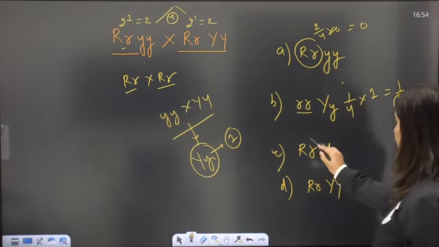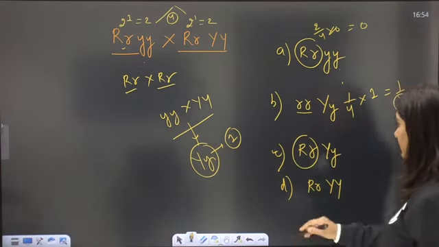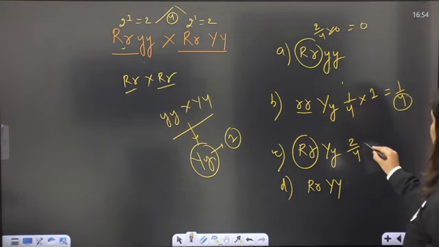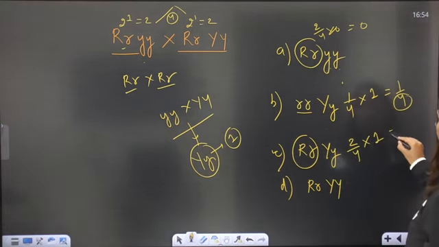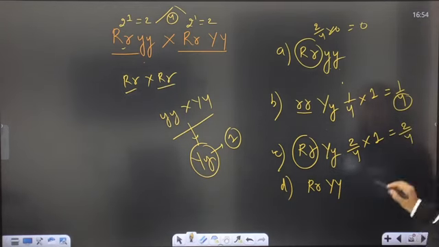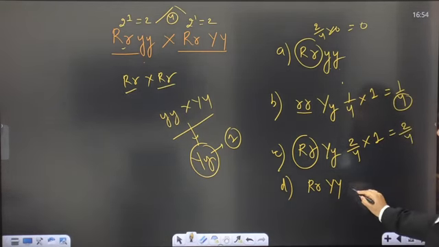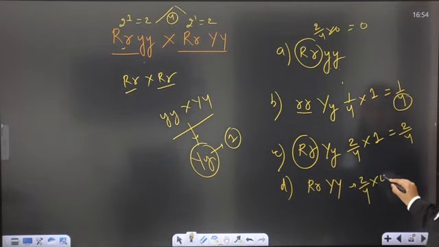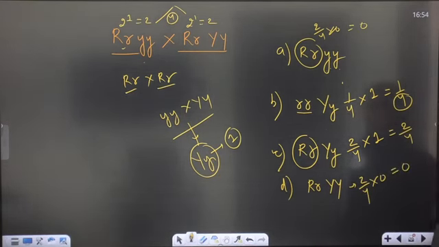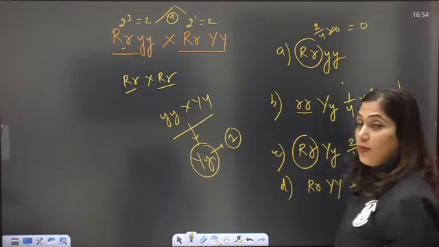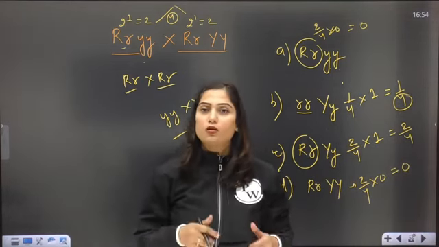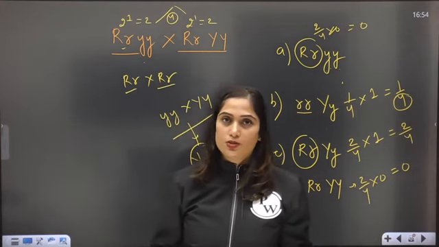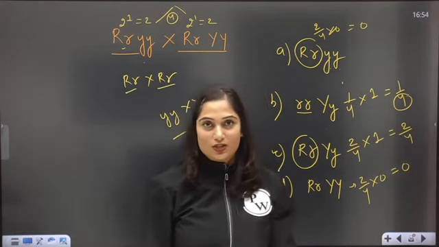Then capital R small r is frequency 2 by 4. Small y capital Y frequency 1 comes out to be 2 by 4. Capital R small r frequency 2 by 4, but capital Y is not possible, so 0. So applying this frequency method, you can solve any question of this sort, and we'll be doing more number of questions on this topic, the MCQ.